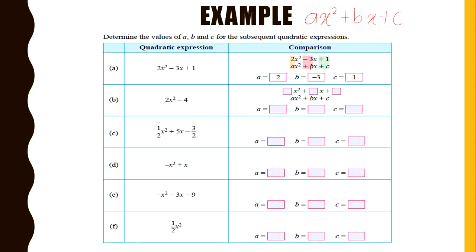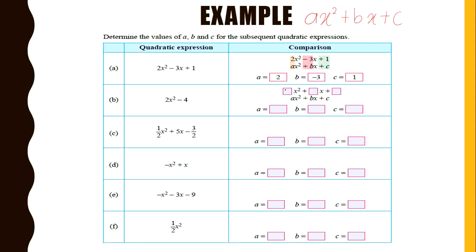Yang duduk dengan x sahaja is b, which is negative 3. Lepas tu yang duduk seorang-seorang, tak ada variable, itu adalah c. We have c equals to 1. Okay, mari kita cuba untuk b. Let's try 2x square minus 4.